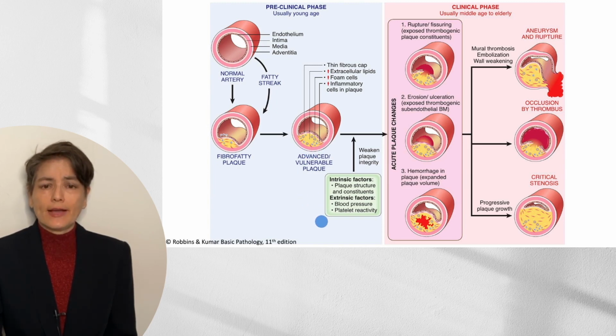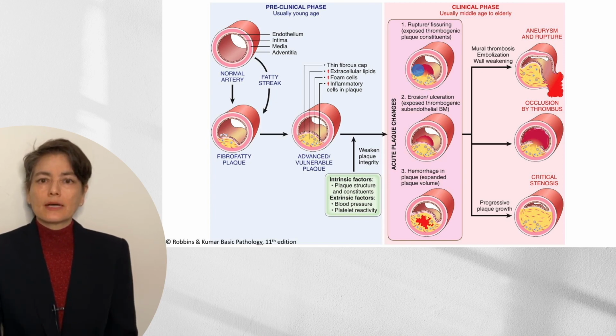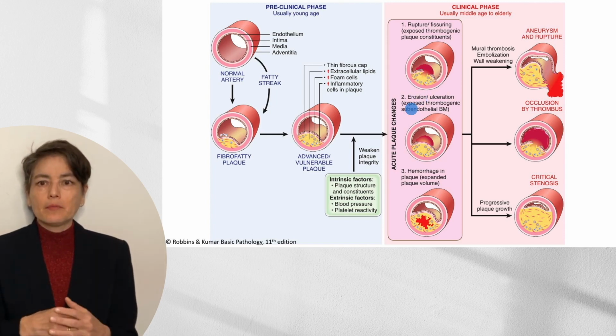We have extrinsic factors as well. So blood pressure. In someone who's hypertensive, you're going to have a lot more pressure, a lot more stress on this fibrous cap. And then things like how reactive that individual's platelets are. That's going to affect the ability to have thrombosis here. So, as I mentioned, we can get rupture of this fibrous cap, which could result in, as discussed before, a downstream embolism.